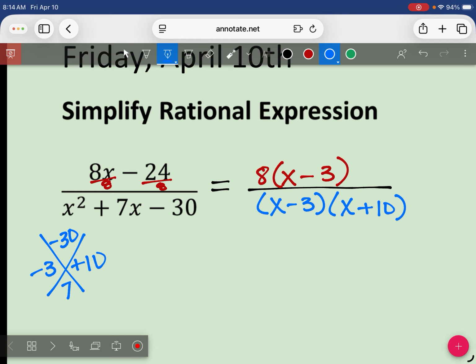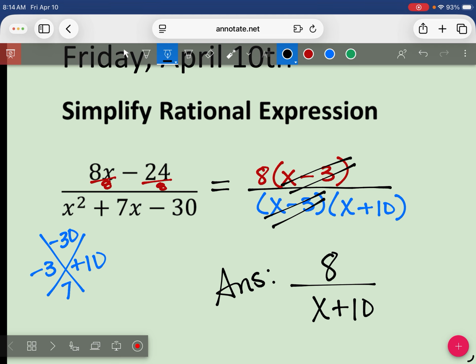Now you look at what can cancel. The only thing I can cancel is x minus 3. And that's going to leave me with a final answer of 8 over x plus 10.